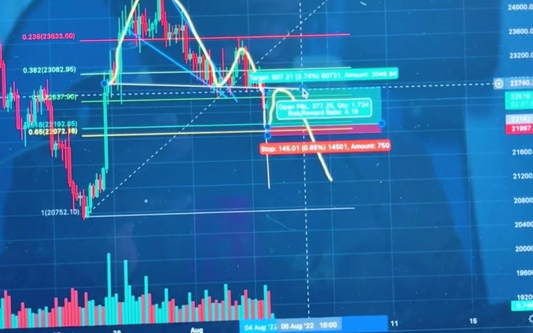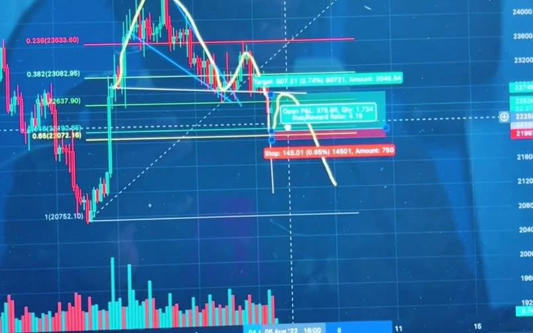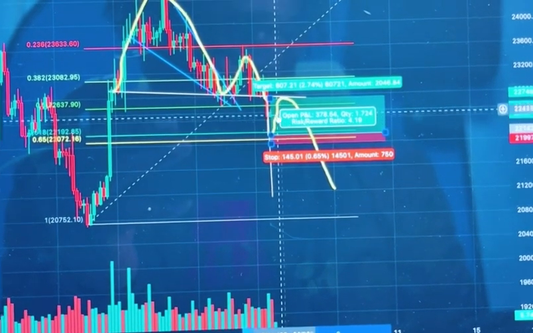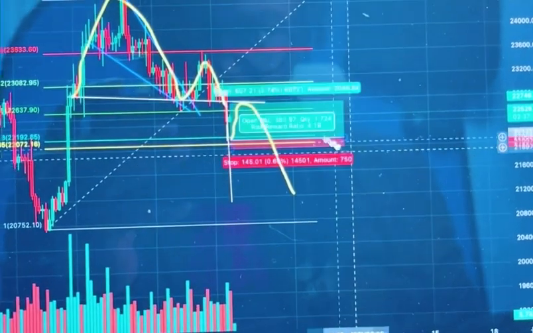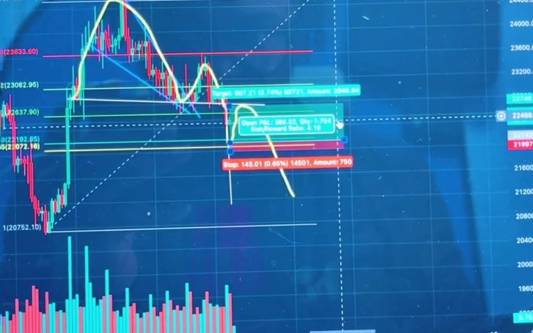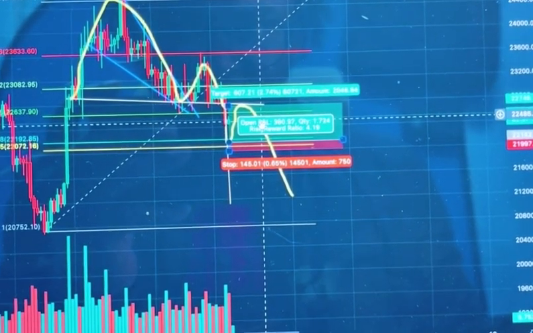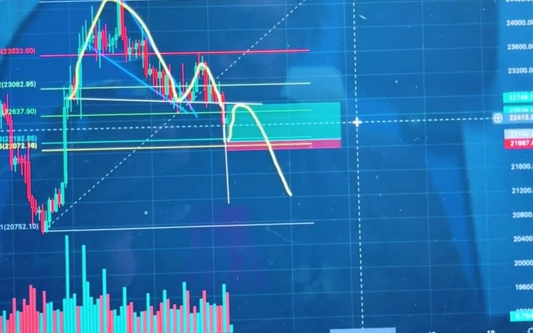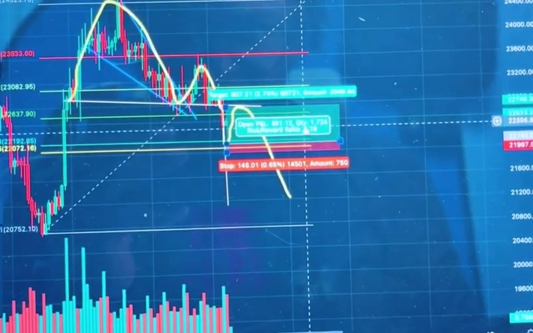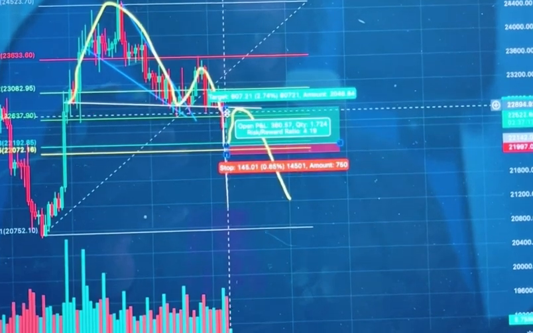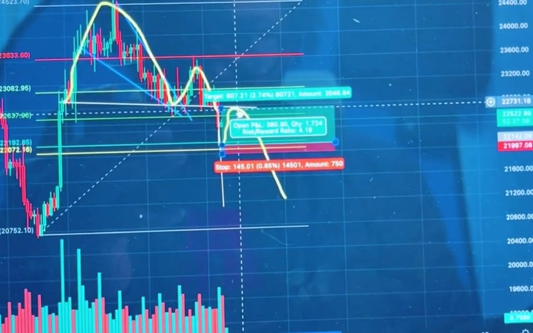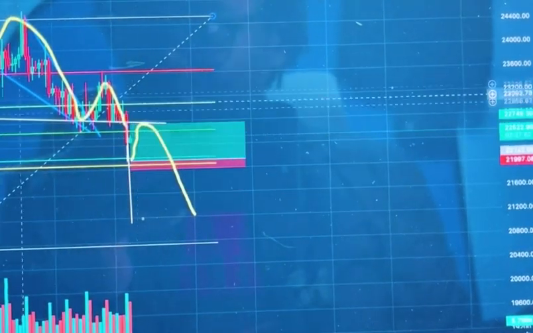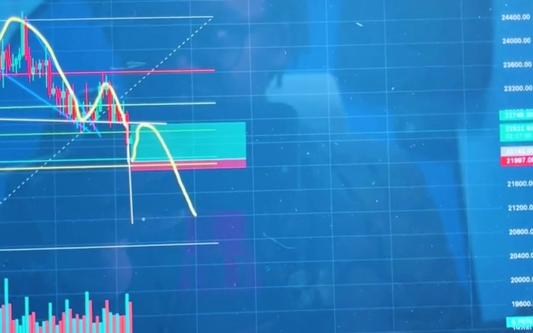Now this will be like 2.74. All right, so I would put my first price target in the middle right here, which will be like 1.35 right here, and then I take the rest of the profits right here. Now when the price comes here, I will set now a short position.